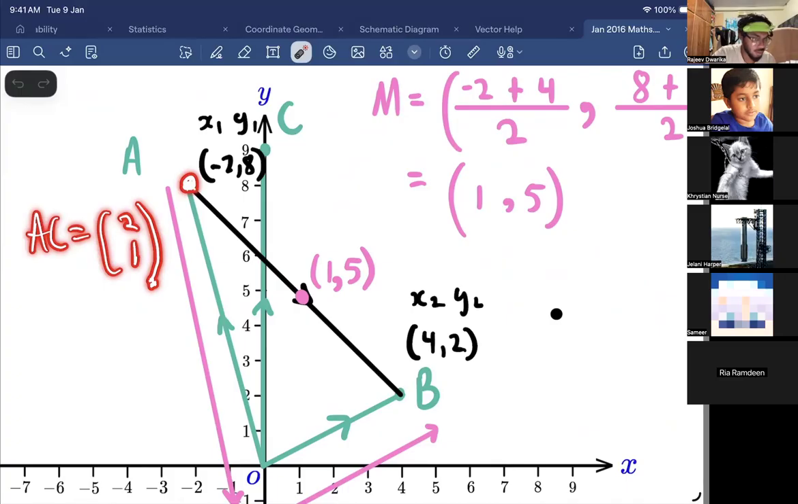It's 2, 1. So I'm starting from A and I'm moving 2 to the left, 2 to the right, 2 up, 2 down? What am I moving? 2 to the right and 1 up. And where would I end up at?